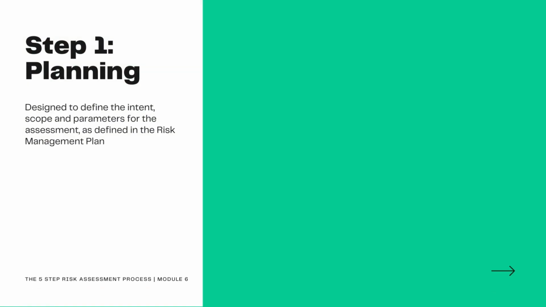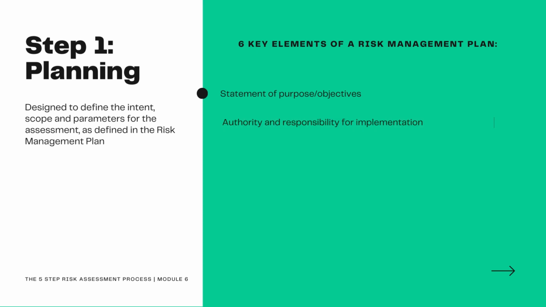Let's have a closer look at step 1, planning. With planning, we have 6 key elements of a risk management plan. The first one is the statement of purpose and objectives. What are you trying to achieve with your risk management plan? This is very important. The second thing we need to think about is the authority. Who's in charge and who's responsible for the implementation of your risk management plan?